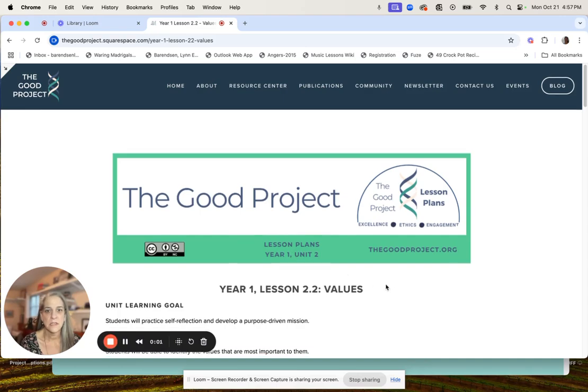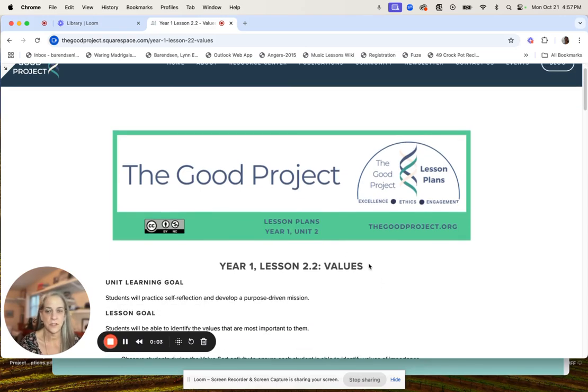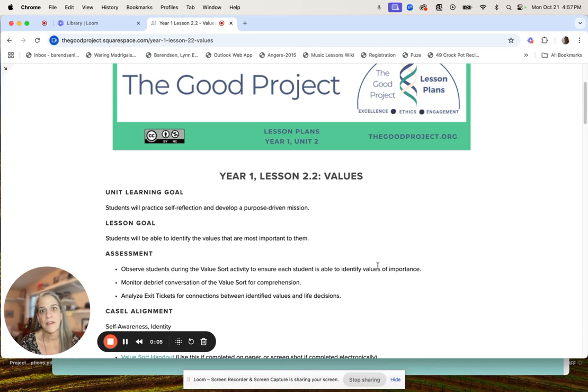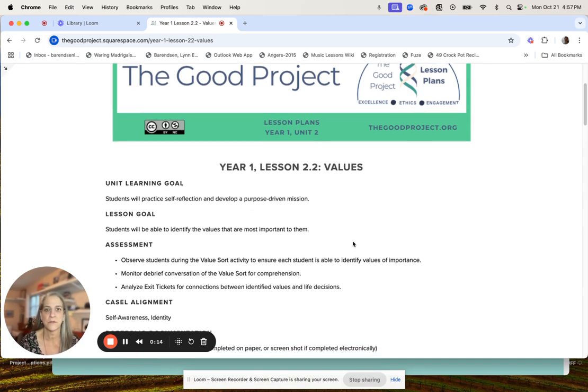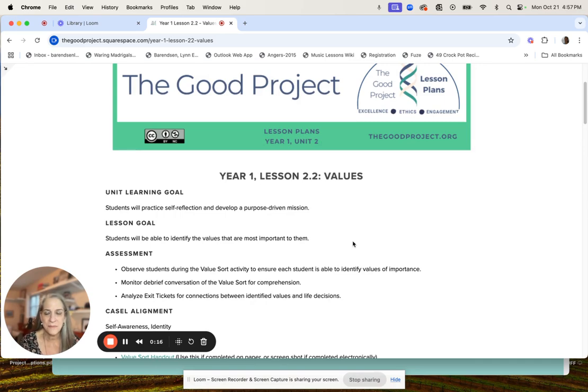So, this is an overview of lesson 2.2, which is all about values. And I just want to say at the outset that we hear from both students and educators alike that this is one of their most favorite lessons. They very much enjoy the value sort. So, hopefully, you will too.